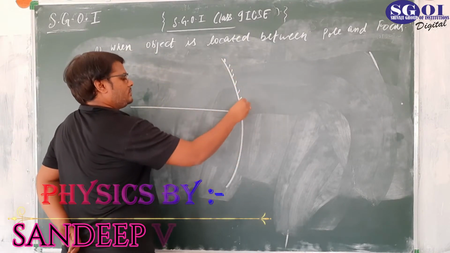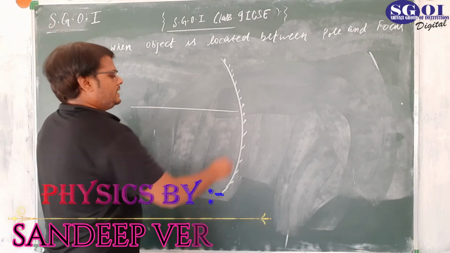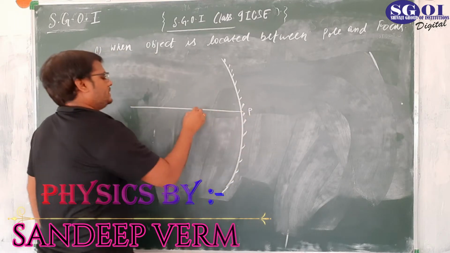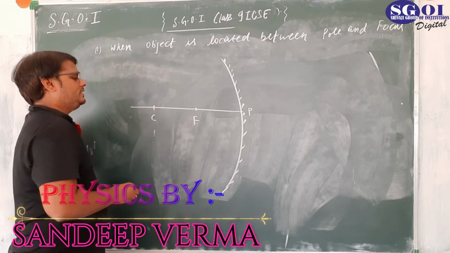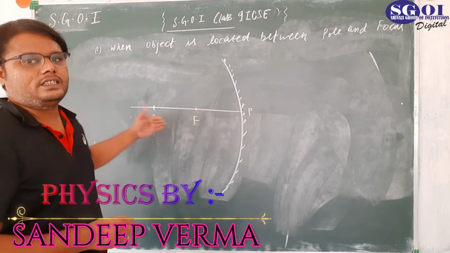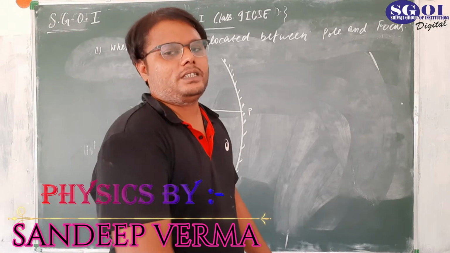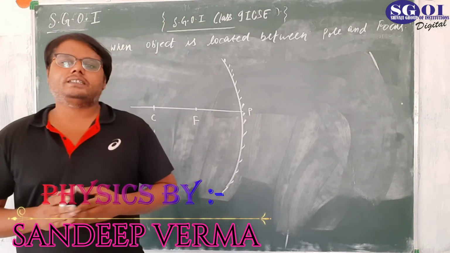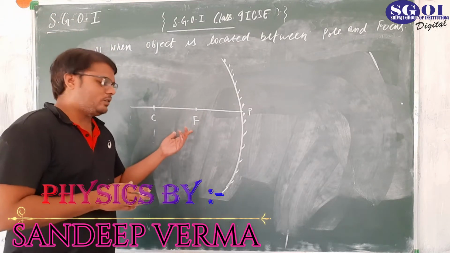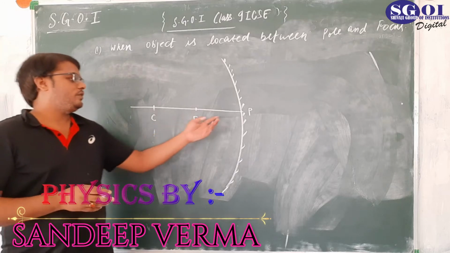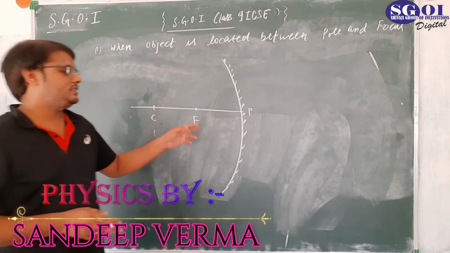This is our spherical concave mirror. This is pole. This is focus. This is center of curvature, and this line is known as the principal axis of the mirror. What is the definition of principal axis of mirror? The line joining pole and center is known as the principal axis of mirror. What about focus? The midpoint of the line joining points P and C is known as focus.